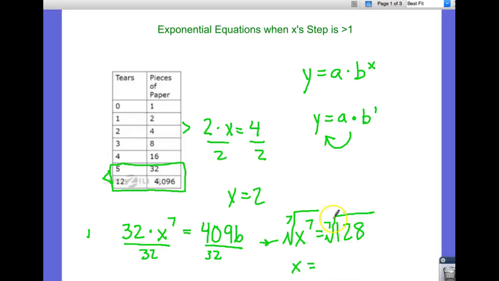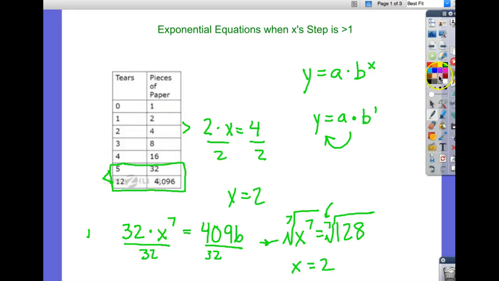Plug this into your calculator. If you don't know how to take a root with a different index, then there are a couple of tutorial videos right below this that'll show you how to do that on your calculator. Okay, so the 7th root of 128 is actually 2. Of course it's 2, because we already knew that from this.